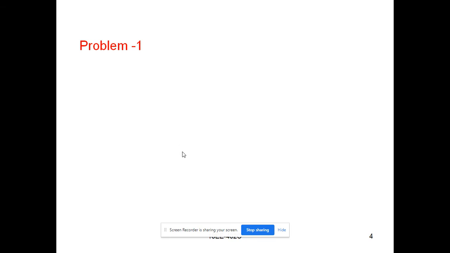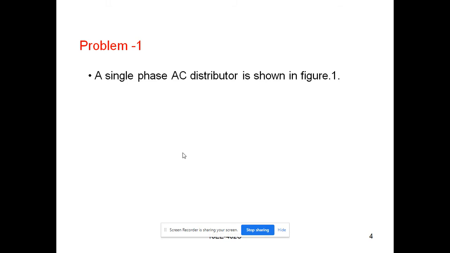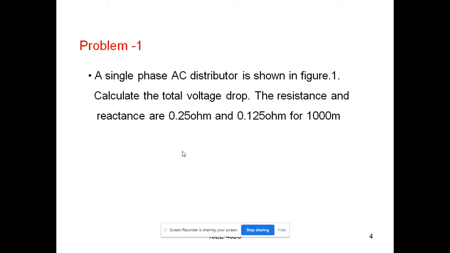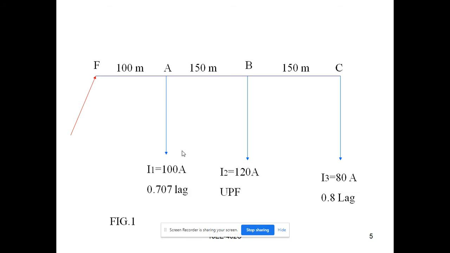Now let us see the first problem. A single phase AC distributor is shown in figure 1. Calculate the total voltage drop, and it is given that the resistance and reactance are 0.25 ohms and 0.125 ohms for 1000 meters. Here the resistance and reactance are for 1000 meters to and fro, meaning the total length is 1000 meters.